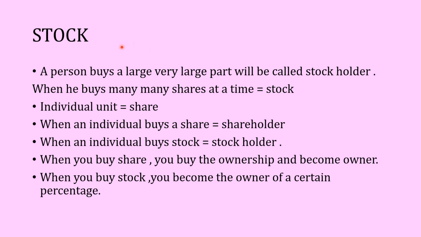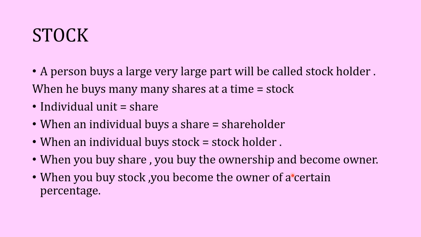Coming over to stock. When a person buys a very large part of these shares, a very large part of the ownership of the company, he will be called a stockholder. He buys many shares at one time, then it is called a stock. When you buy one individual unit, you are buying a share. When an individual is buying one share, he is called a shareholder. When an individual is buying stock, which means a percentage of ownership of that company, he will be called a stockholder.